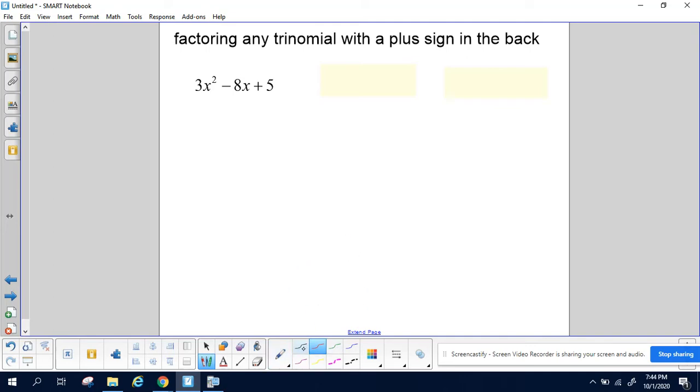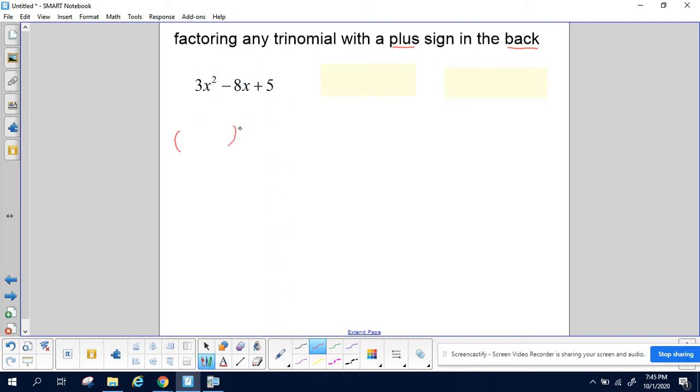But I want to make sure to refresh your memory on how to factor a trinomial into two binomials. Now, notice this topic, factoring any trinomial that has a plus sign in the back. If there's a plus sign in the back, that's going to help me a little bit with the symbols. So I'm going to take my trinomial there and look and see if any number goes into 3, 8, and 5 evenly, and there is no common factor.